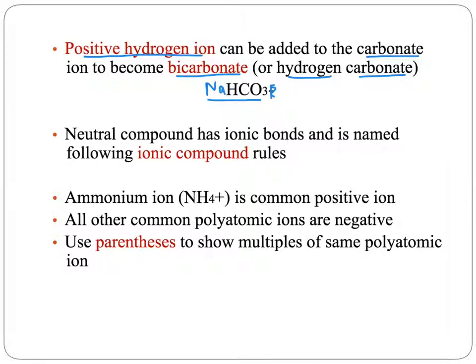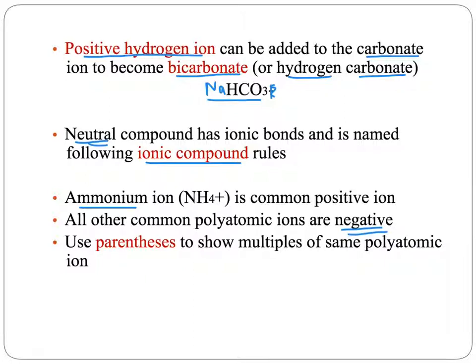When you form compounds with polyatomic ions, you are making neutral compounds, and since they're held together because there's a charge on the two parts, you name them following the ionic compound rules, even though there are covalent bonds between the atoms in the polyatomic ion. The whole thing is treated as an ionic compound. So don't say any of those number prefixes when you name them. As I mentioned before, the ammonium ion, NH4 plus 1, is the only positive ion that you need to worry about, because all of your other common polyatomic ions are negative.